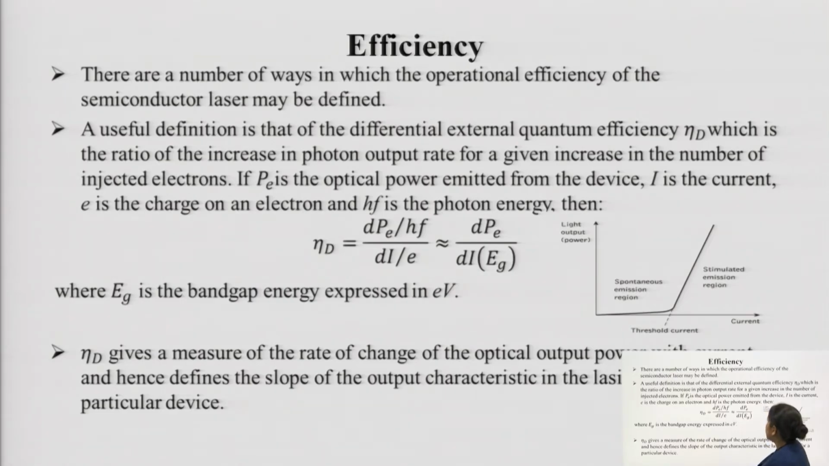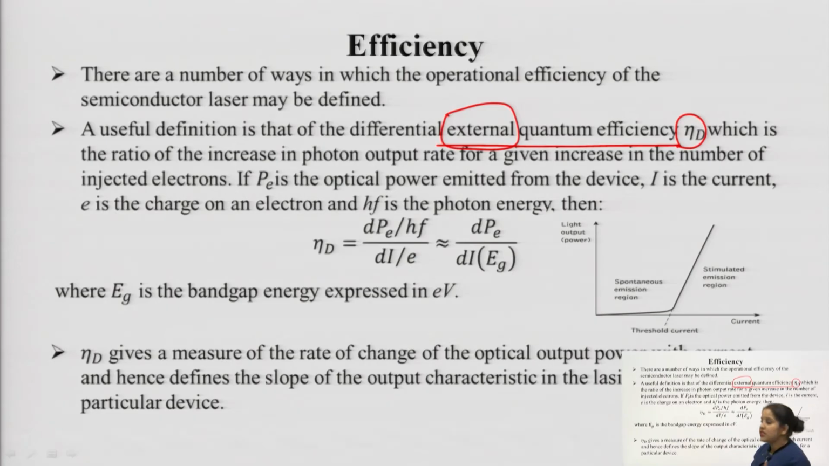The number of ways by which we define the operational efficiency of a semiconductor laser. The first one, the useful definition, is the differential external quantum efficiency ηD. We have already discussed this in the previous lecture, but for a recap, external quantum efficiency.